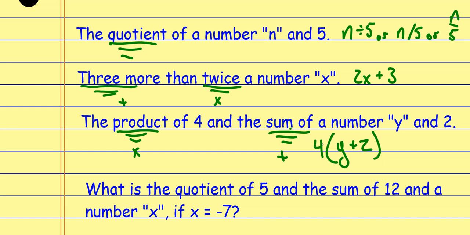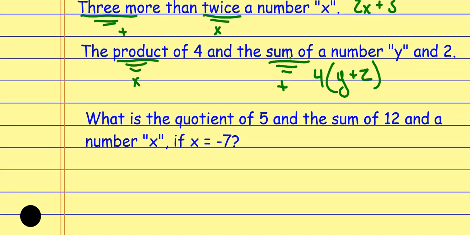Okay? And then the last one here, it says, what is the quotient of 5 and the sum? There it is again, 2 operations followed by one another. The quotient, that implies division. And then the quotient of 5 and the sum, which is addition. So it's implying that that sum has to happen, that addition has to happen before the quotient can happen, before I can divide by the 5. Okay? So it says, what is the quotient of 5 and the sum of 12 and a number x, if x is a negative 7?